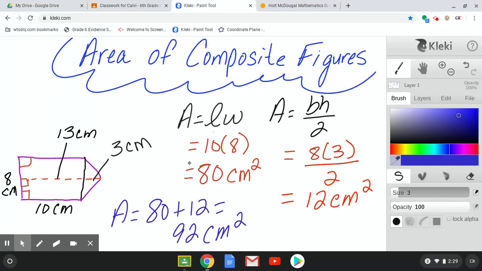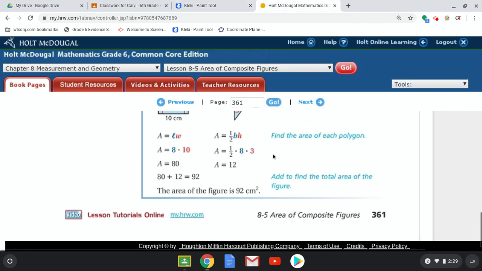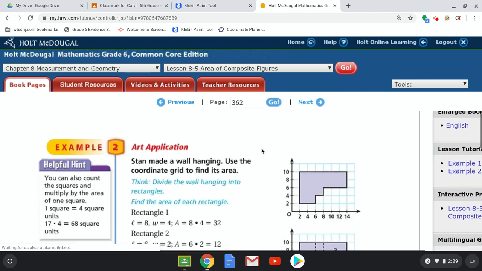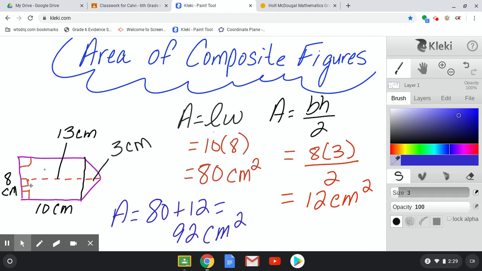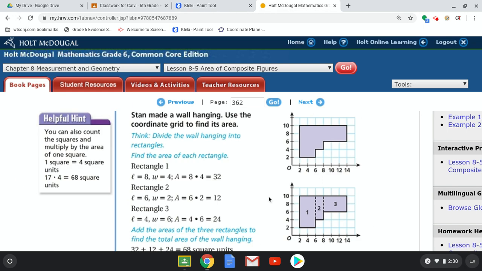Okay, all right, and there is one other example that I do want to go over. We are going to go over page 362, example 2, and I'm going to show you how they did this one as well. Okay, so this example is a little bit different because what they did was they graphed it on a coordinate plane. So if you notice, they didn't label what the length or the width of any of the pieces are. So this was the original figure, and they just divided it into 3 separate rectangles. So rectangle 1, rectangle 2, rectangle 3.